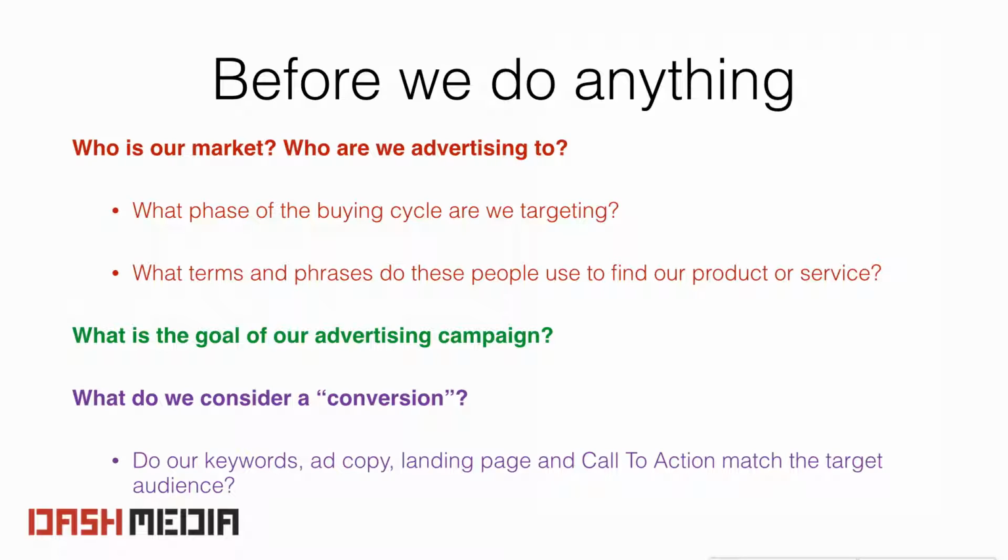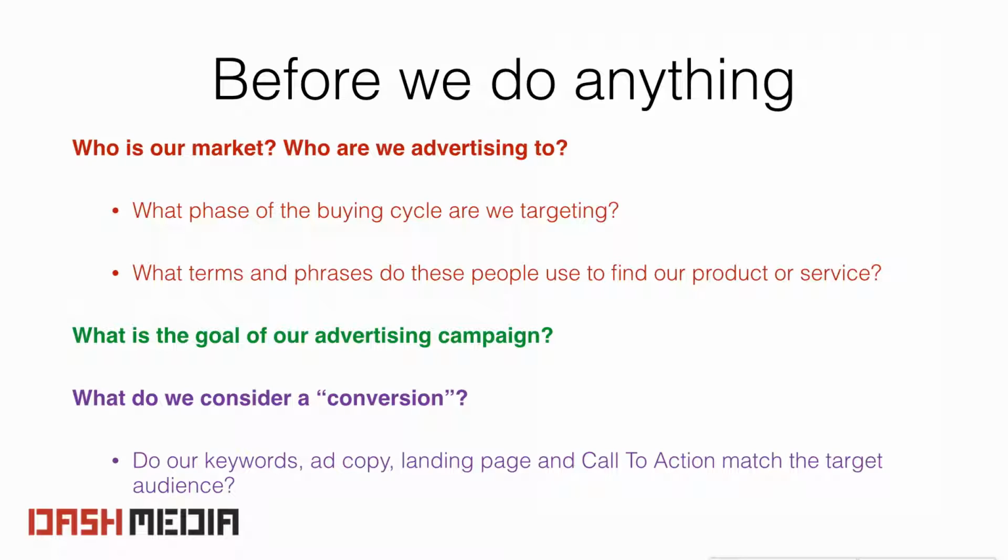So a good way to begin with this is to actually think about, well, what are the terms and the phrases that these people use to actually find our product or service? And we'll have a look at what are some of these sort of phrases that you can use that identify where somebody is at during that buying cycle. Are they researching, trying to find a solution to their problem, or are they actively trying to buy a product or service to buy a solution to their problem?